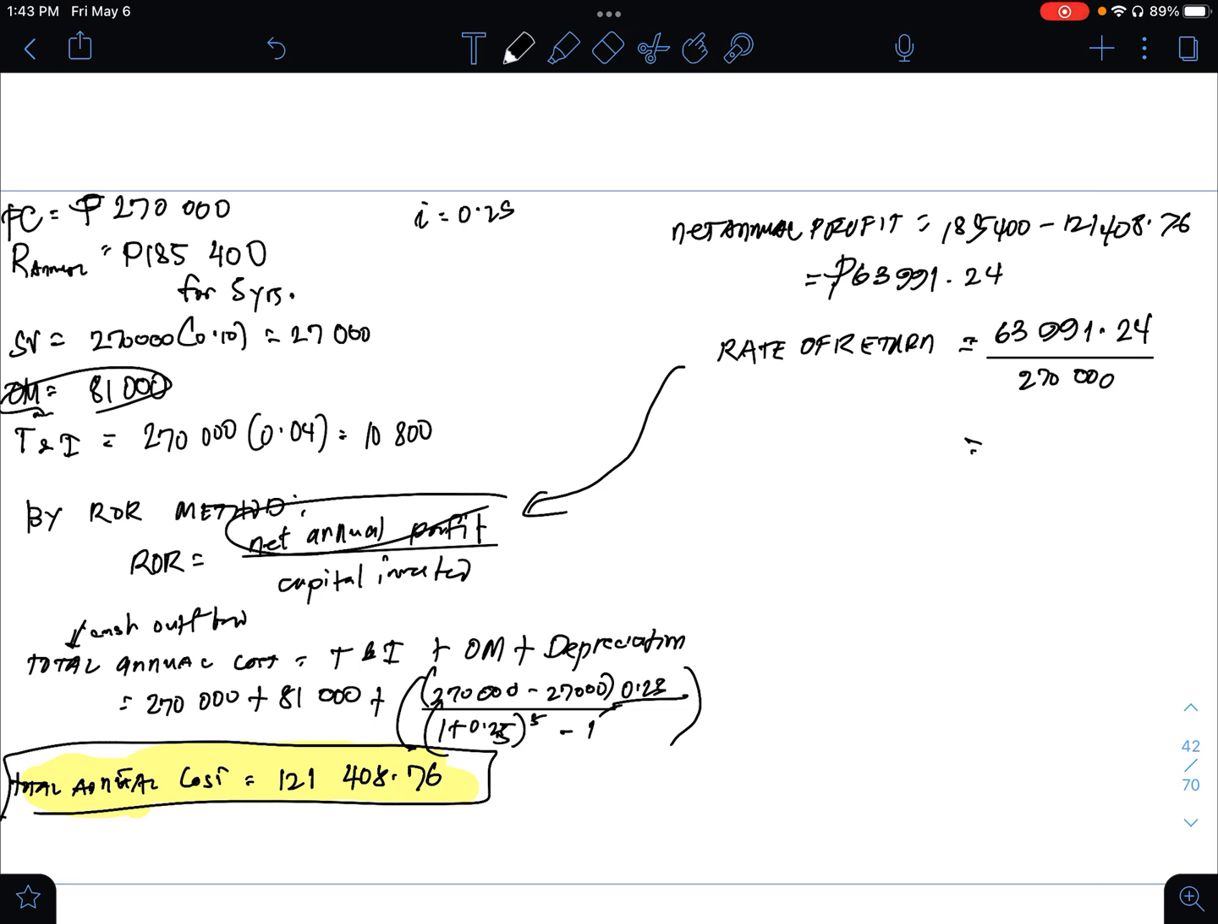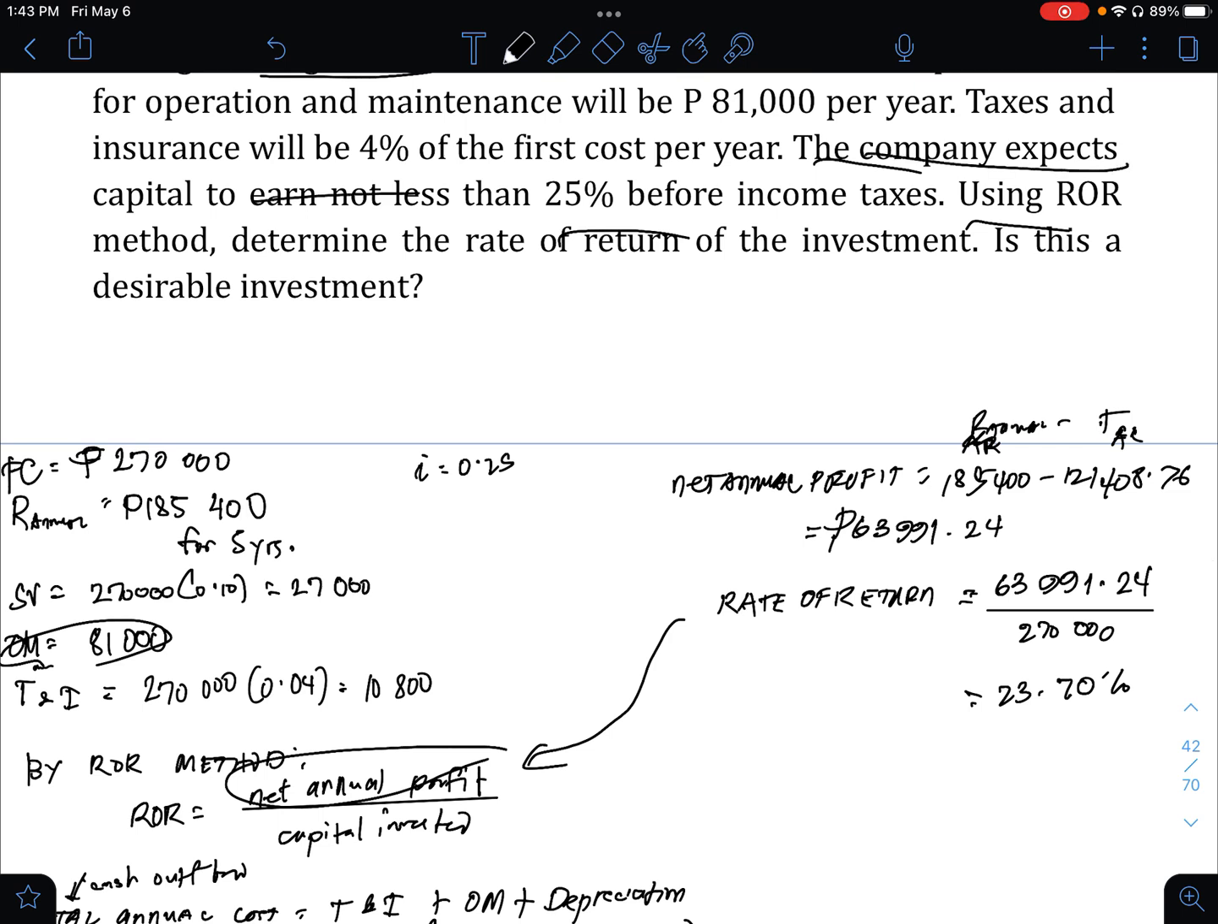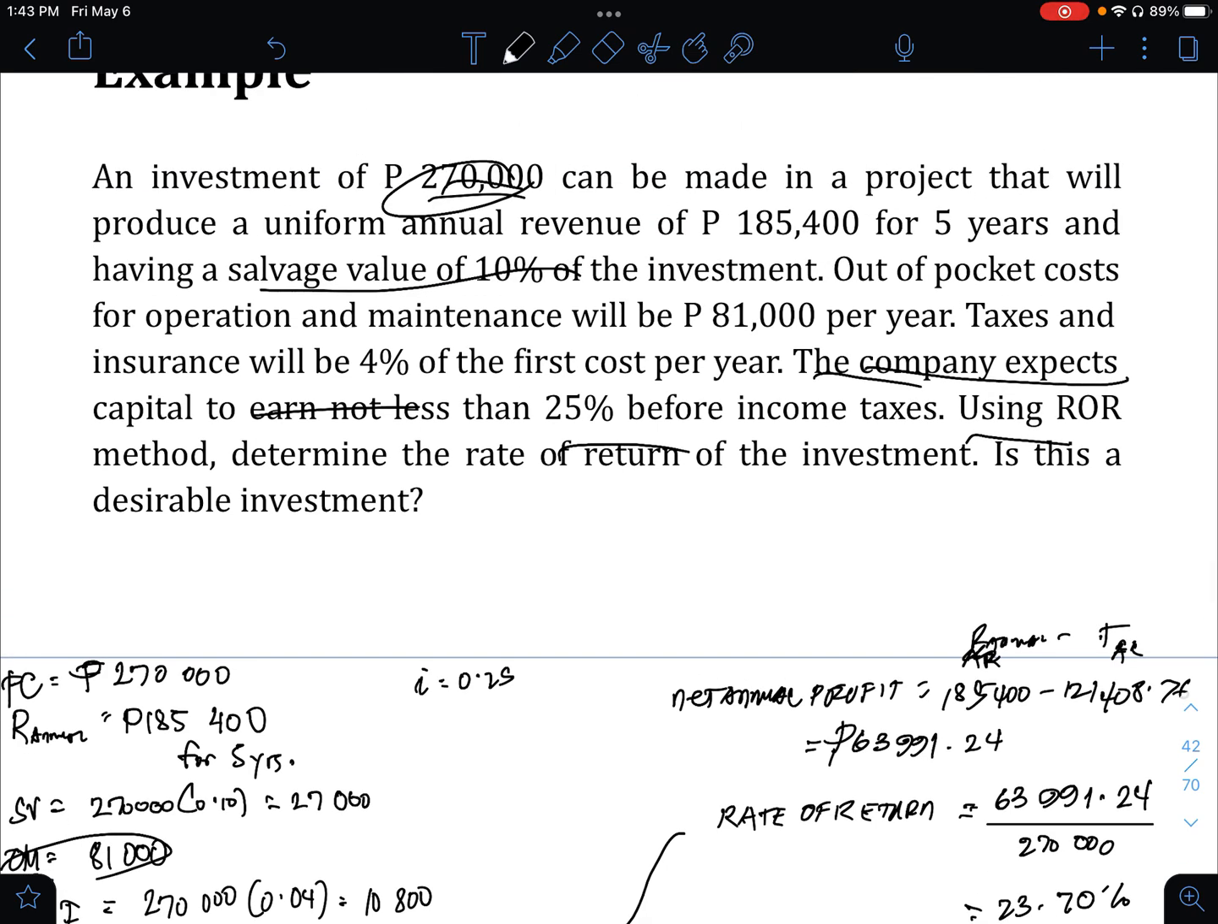So ang net annual profit is the annual revenue minus the total annual cost. Okay? So 63,991 divided by 270,000. Okay, so we only have 23.70%, no? So this 23.70%, ang ingon diri, dapat daw, gina-expect sa company, dapat dili less than 25% sa imong first na gigawas na investment.